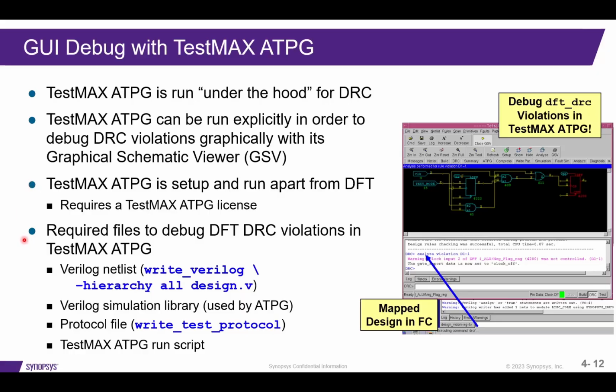So what you will require to debug DRC violations in Testmax ATPG is the Verilog netlist, which you can write out from Fusion Compiler using this command. You need the Verilog simulation library, which is used by ATPG, and the test protocol file written out from Fusion Compiler using the write test protocol command. You will then need a Testmax ATPG run script to run Testmax ATPG and bring up the GUI.